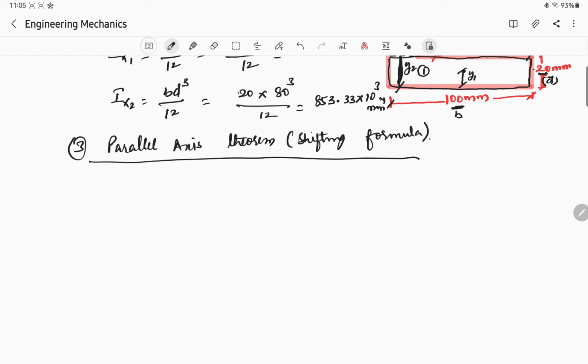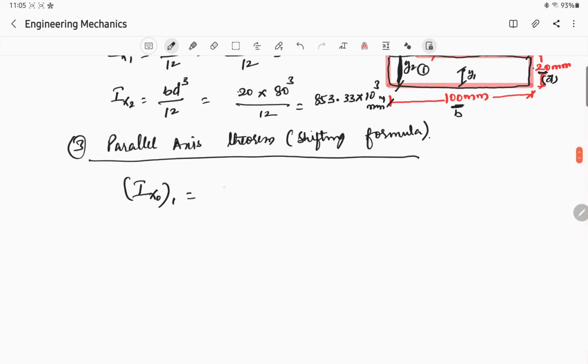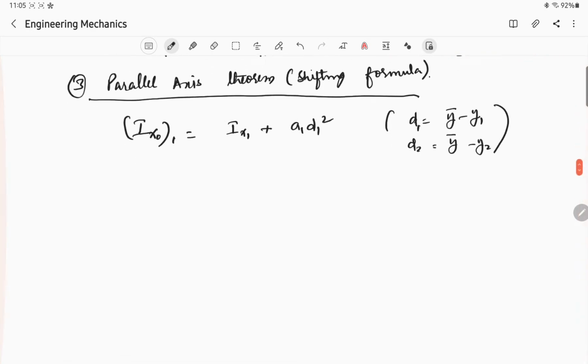So what do we do in this step? Ix naught of the first element is equal to Ix1 plus A1 D1 square, which we will write for our convenience. What is this D here? D is y bar minus y1 for D1. For D2, it is y bar minus y2. This is the difference we write as D.